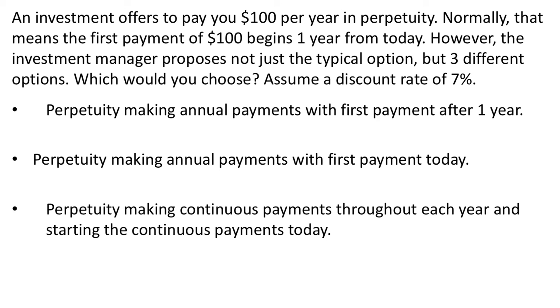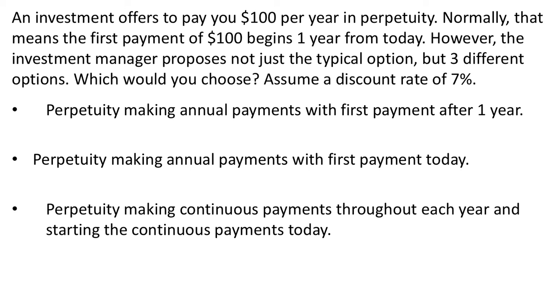All right, now we have to handle word problems with this stuff. An investment offers to pay you $100 per year in perpetuity. Normally that means the first payment of $100 begins 1 year from today. That's what you've seen up till today, right? However, the investment manager proposes not just the typical option, but 3 different options. Which would you choose? Assume a discount rate of 7%.